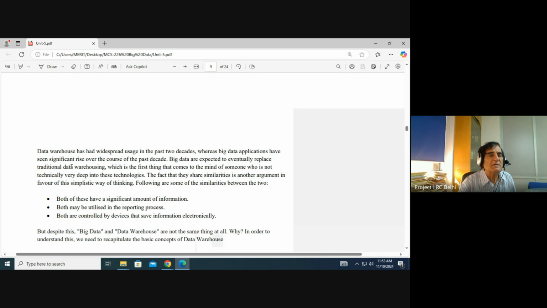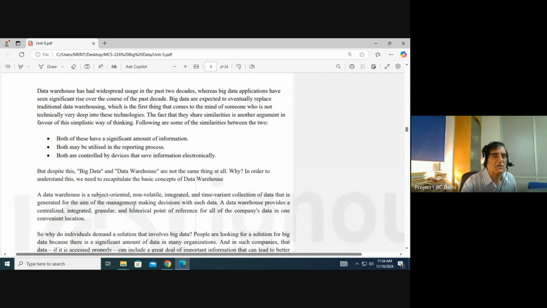Okay. Data warehouses had widespread uses in the past 2 decades, whereas big data applications have seen a significant rise over the course of the past decade. That's what we said. Following are some of the similarities between the two. Both of these have a significant amount of information. Both may be utilized in the reporting process. Both are controlled by devices that save information electronically. So these are the similarities between them.